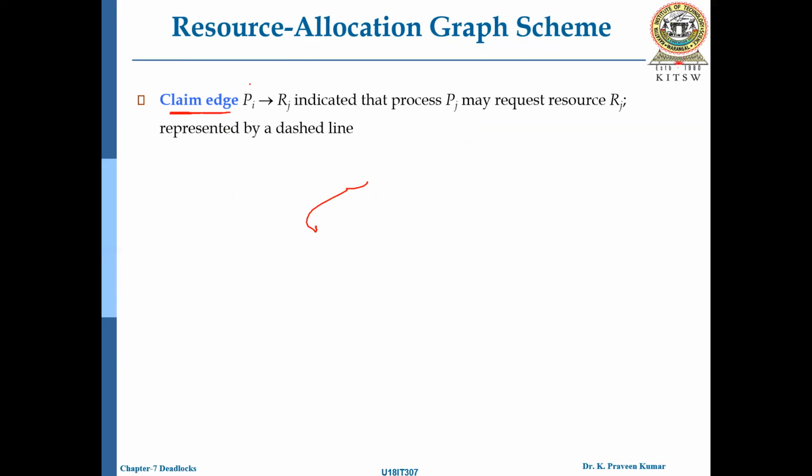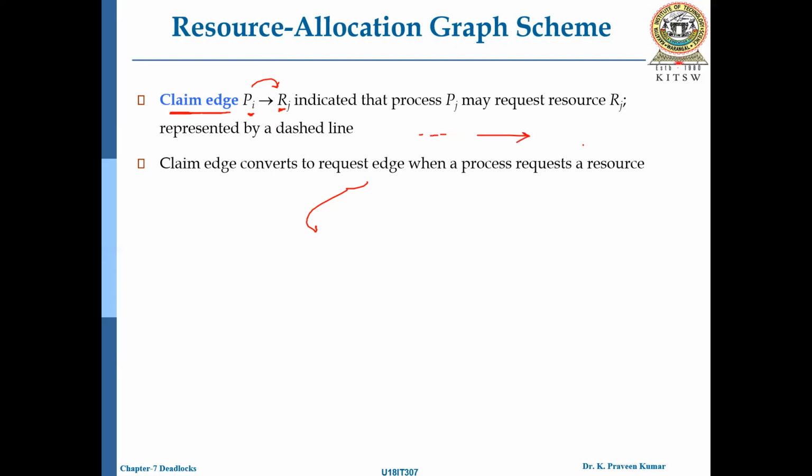So generally Pi → Rj indicates that process Pi is requesting an instance of resource Rj. That will now be represented by dashed lines. Previously it was a straight line, now it will become a dashed line. We call it a claim edge. Claim edge converts to request edge.